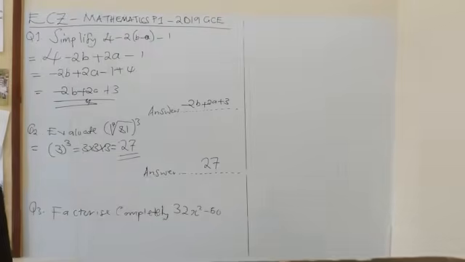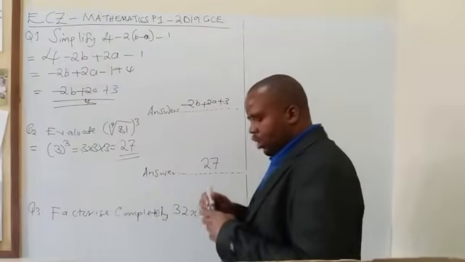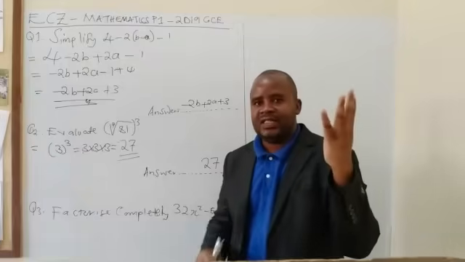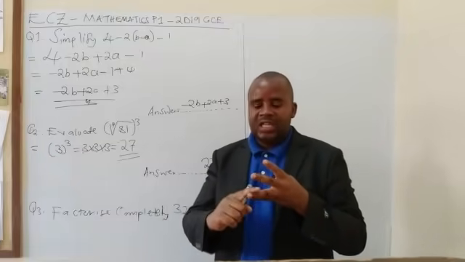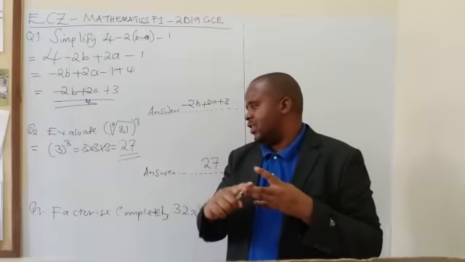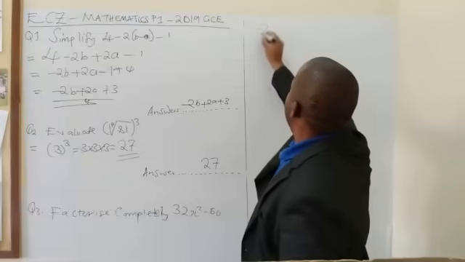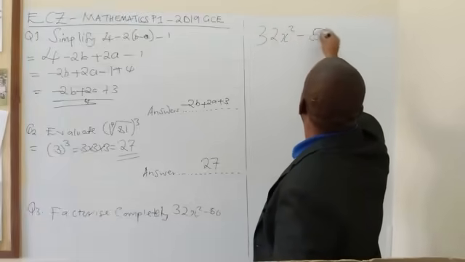So number 3, we are saying factorize. Now, when you talk about factorization, what should come to your mind are the 4 methods of factorization. What is the first one? Common factor. Then grouping terms, difference of 2 squares, factors of a quadratic expression. So we have 32x squared minus 50.